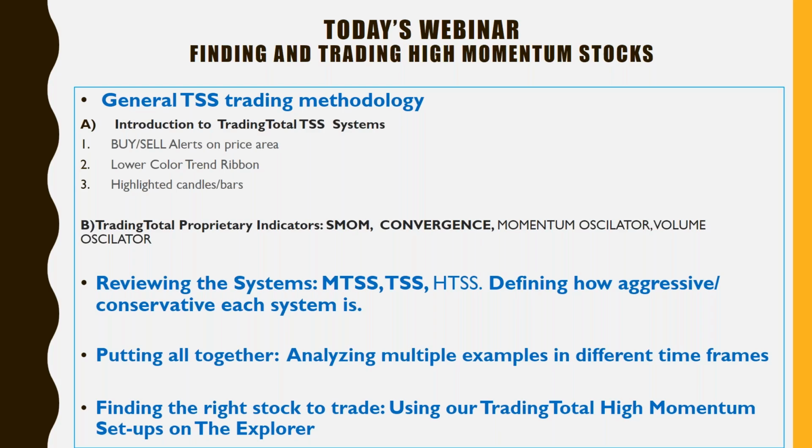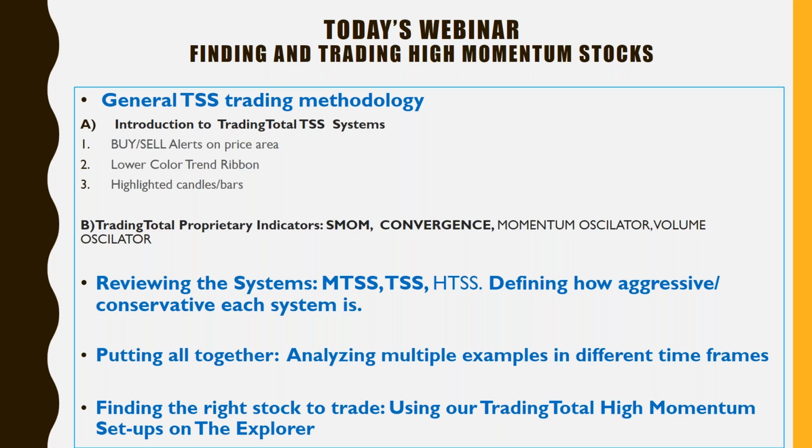about the system. So reading our slide, we will analyze first how the TSS systems are composed. Basically, they are composed of 3 elements: buy and sell alerts on the price area. In the lower part of the chart, we will find our color trend ribbon. And the number 3 element is the painted bars, or highlighted bars.